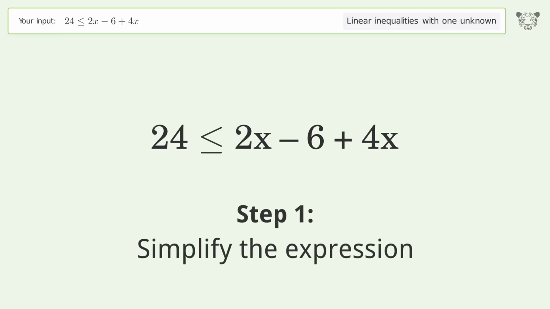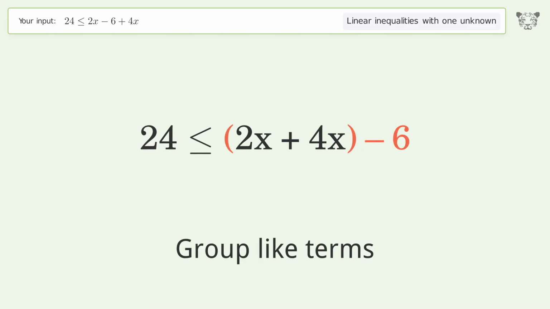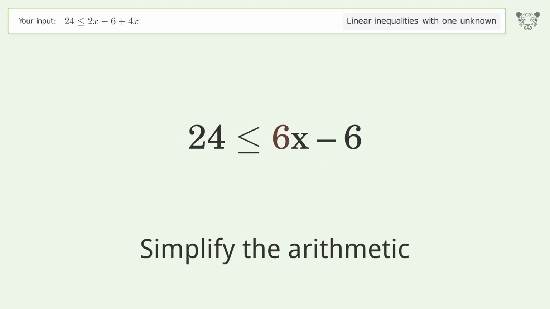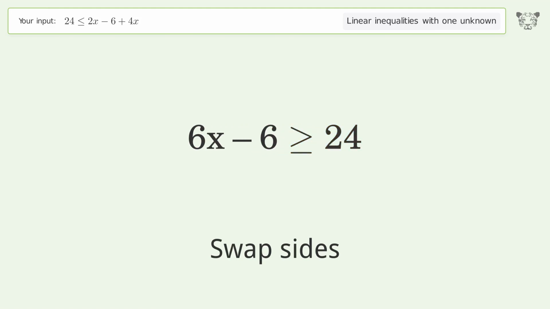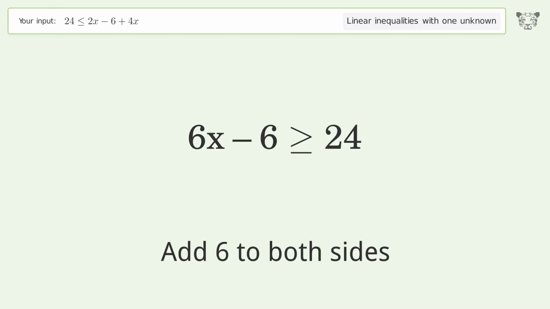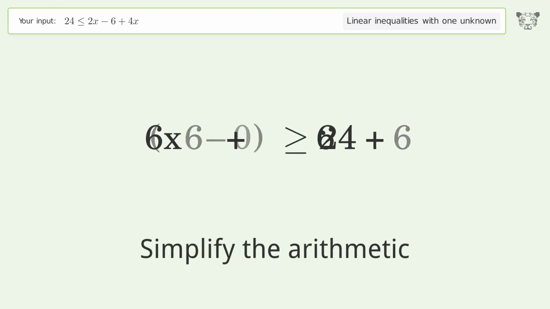Simplify the expression. Group like terms. Simplify the arithmetic. Swap sides. Group all constants on the right side of the inequality. Add 6 to both sides. Simplify the arithmetic.